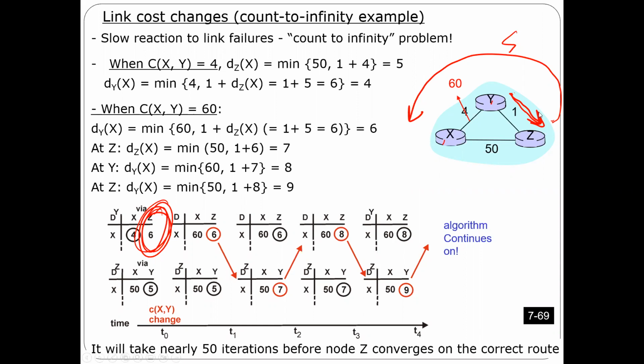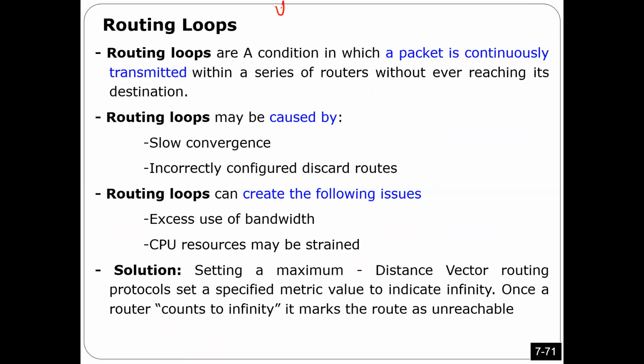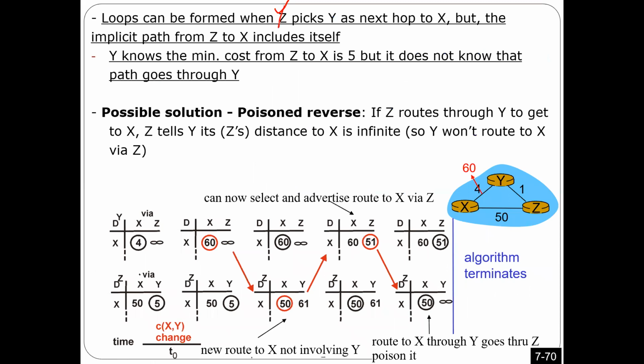So, okay, that's what we call reverse base. If you have a reverse base, something like that, if y selects z, I think there is a typo here. This one should be, this is the problem. Y selects this z as a next hop to x, but the path from z to x already has y. You got what I'm saying?